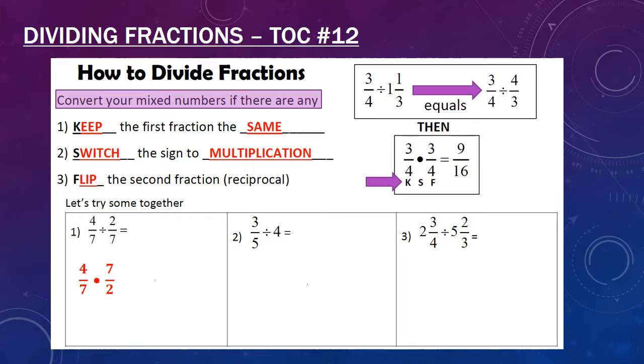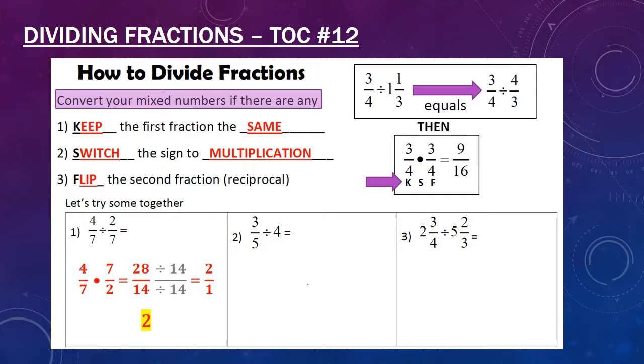So then once we're there, you can simplify first. If you notice those two 7s, you could divide those both by 7 and make those 1, or you could just merely multiply across. 4 times 7 is 28, 7 times 2 is 14, and then I would need to simplify. 28 and 14 can both be divided by 14, and I end up with 2 over 1, and we know that any number with a denominator of 1 is just a whole number. So my answer is 2.